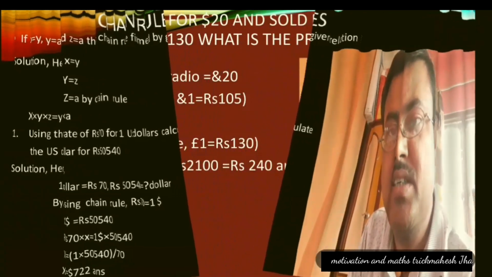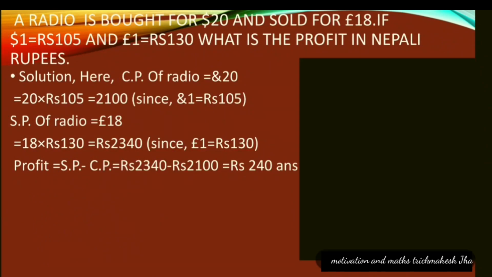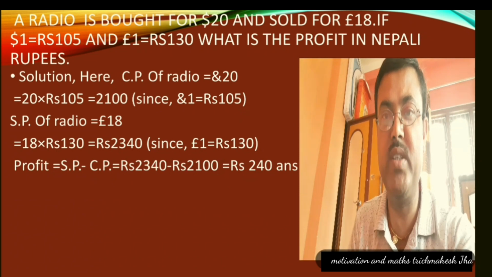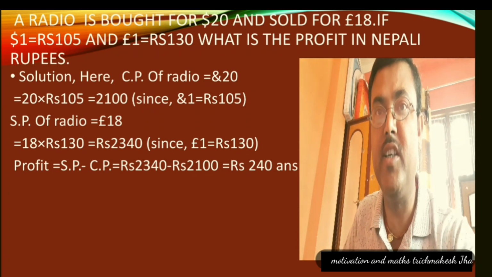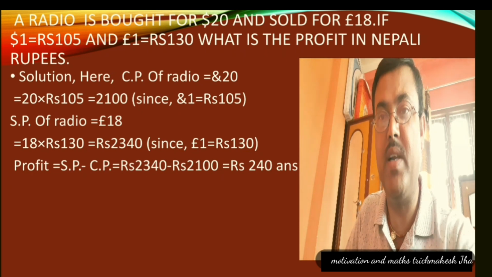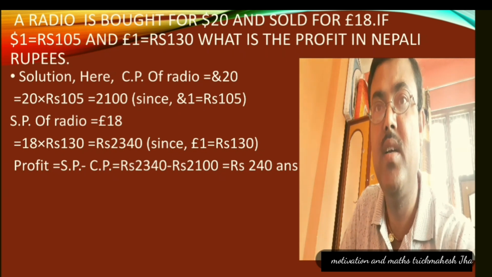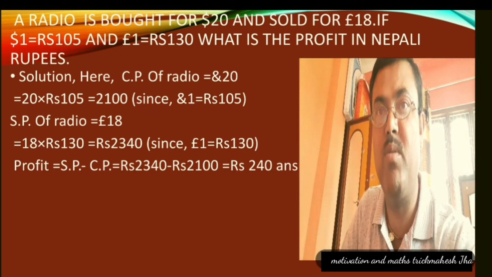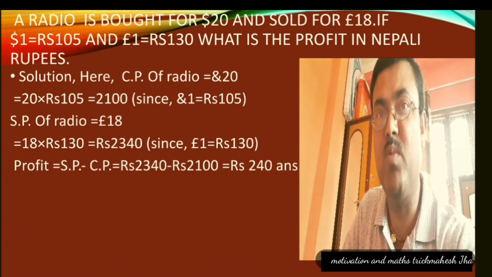Money exchange. Next example of the chain rule. Here one question is: a radio is bought for $20 and sold for 18 pounds. If $1 equals rupees 105 and 1 pound equals rupees 130, what is the profit in Nepali rupees? Now you can solve this. First of all, keep in mind that the CP of the radio is $20, and we convert this $20 into Nepalese rupees, and we know that $1 equals 105 rupees. So it becomes 20 into 105 equals rupees 2100.